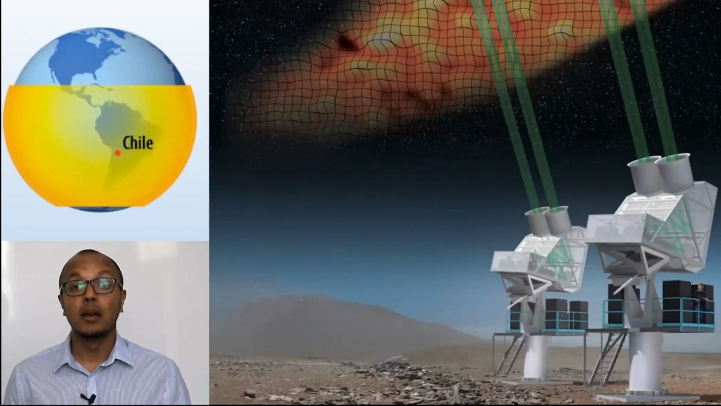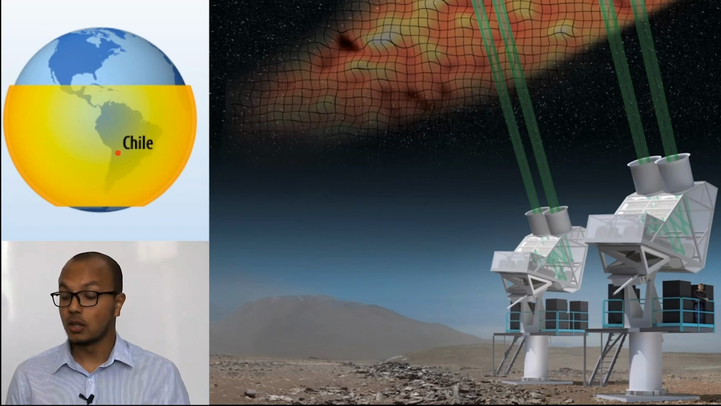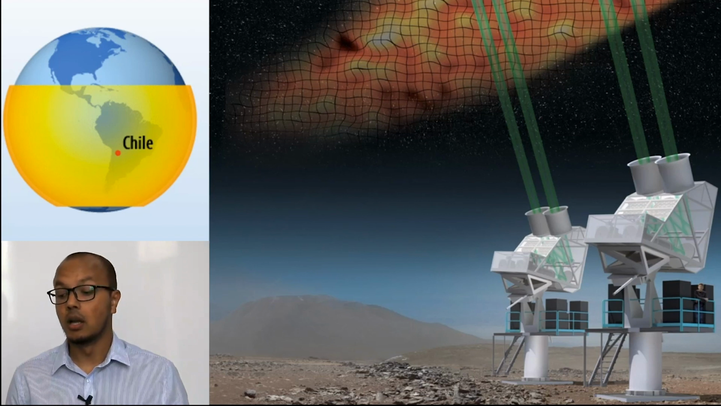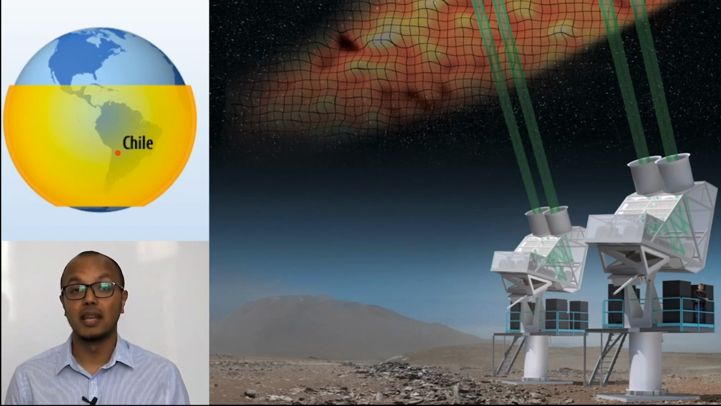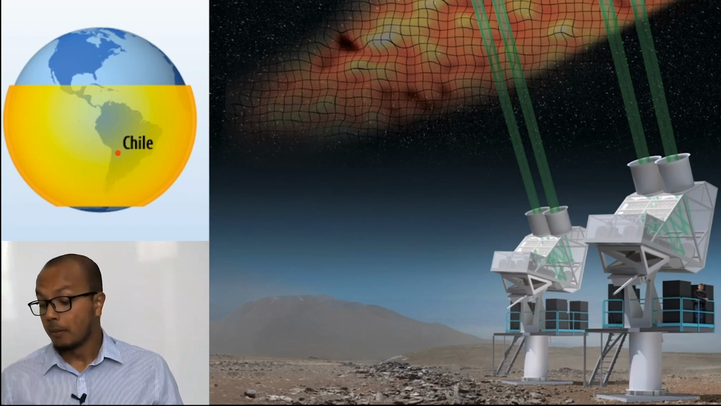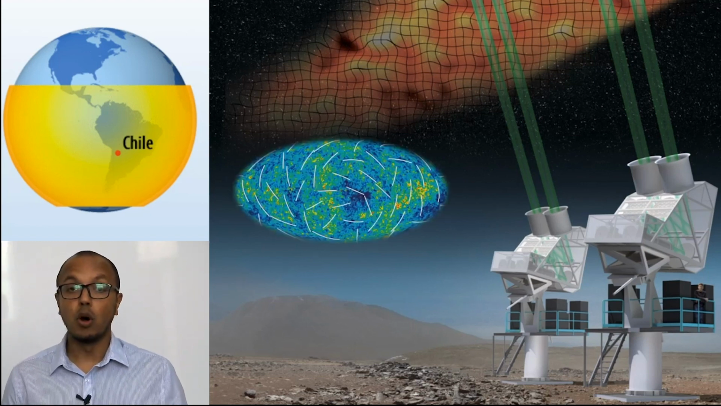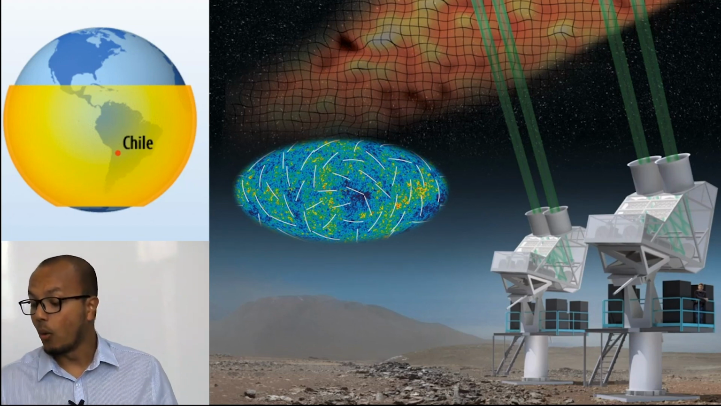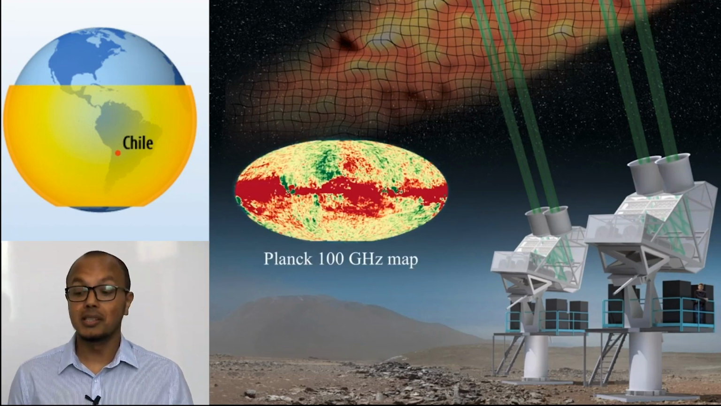CLASS is an array of 4 telescopes located in the Atacama Desert in Chile, 17,000 feet above sea level. From here, we can survey about 75% of our sky. Why do we have 4 telescopes? Because this is what we want to see, a polarization in the CMB. However, this is what we see.